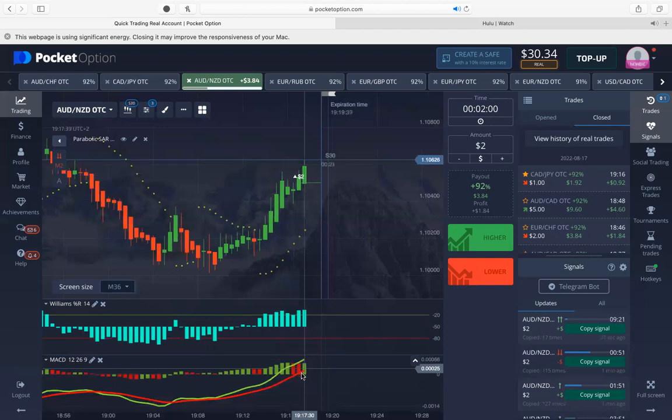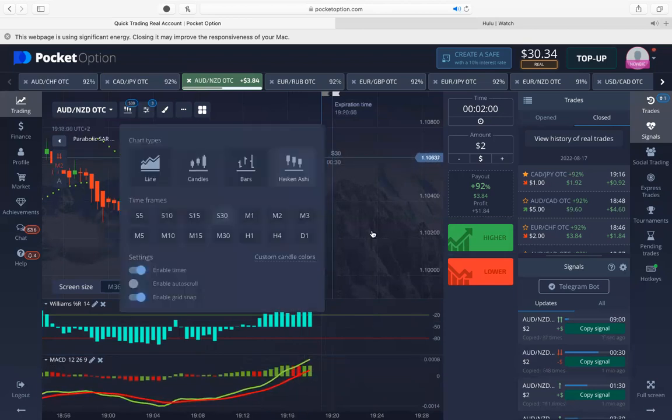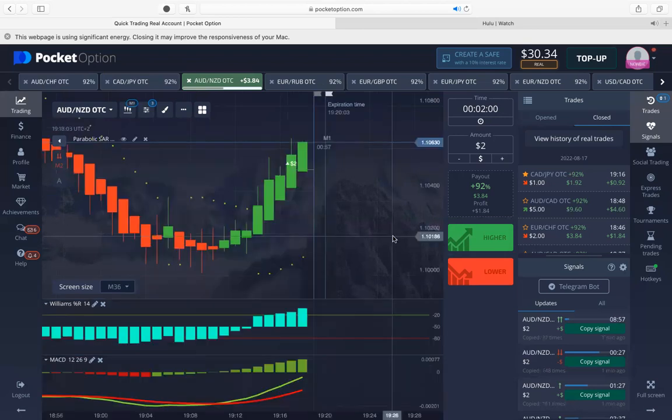Now, just because you see red right here does not mean it's automatically a sell because the PSAR is still up, the Williams is still up, and the MACD is still on top. These red pegs or these red candles are just an indication that it's starting to lose momentum. So go back over to the 1 minute chart and we'll continue to wait.